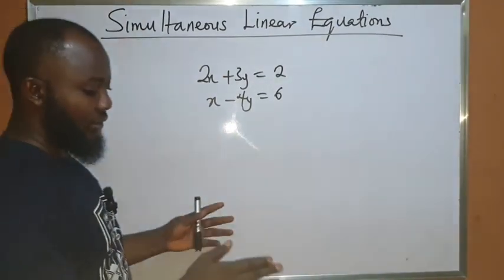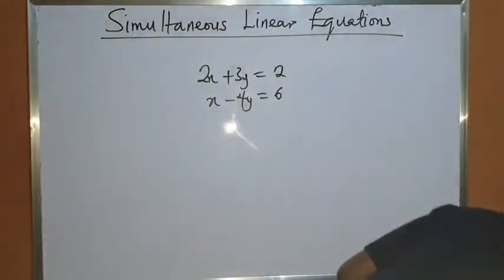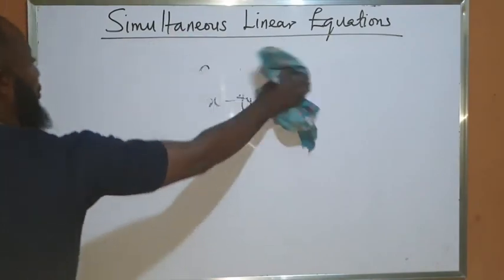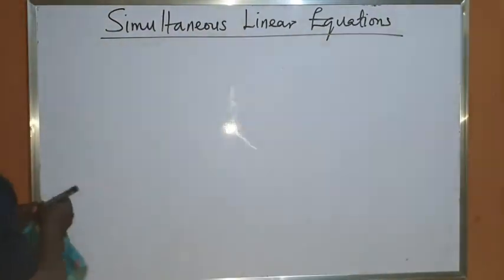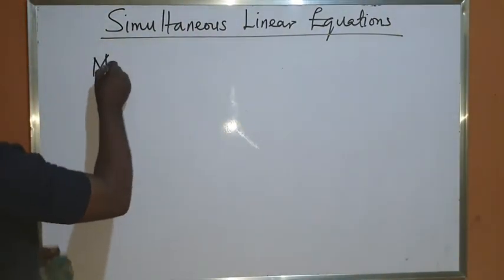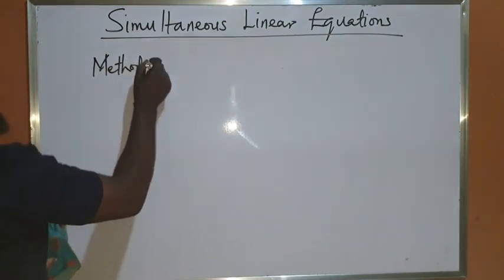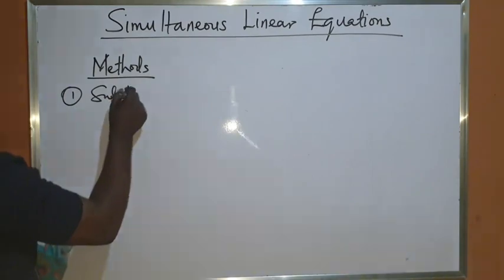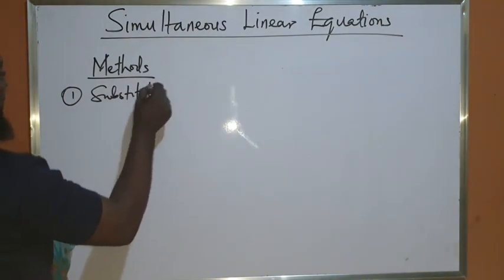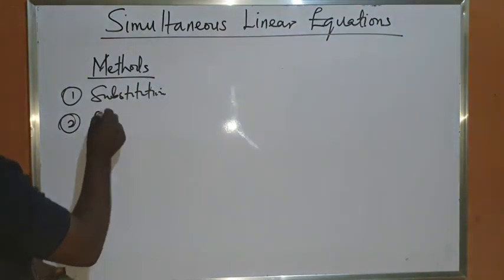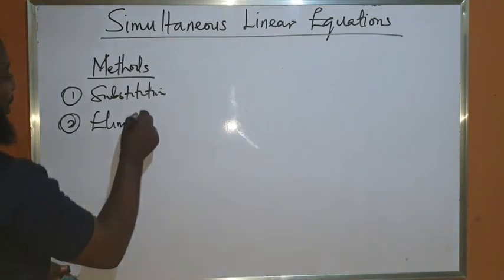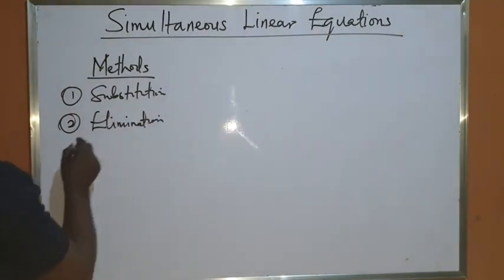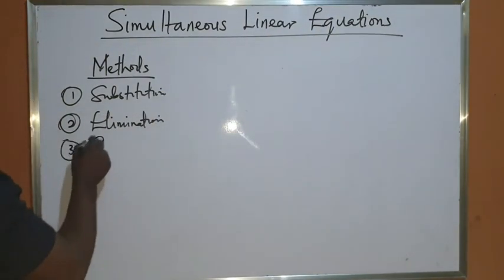Now, having known this, the next question is, what are the methods of solving this kind of equations? We have different methods for solving this type of equations. So we have what we call methods for solving simultaneous equations. The first one is the substitution method. Then we have the elimination method. And we also have the graphical method.